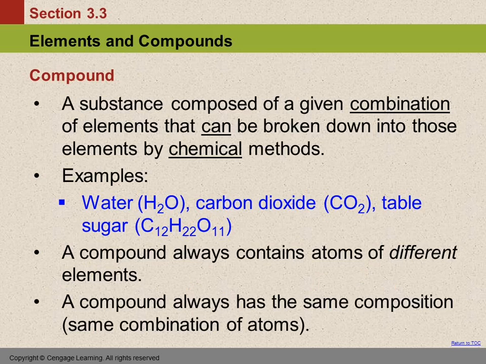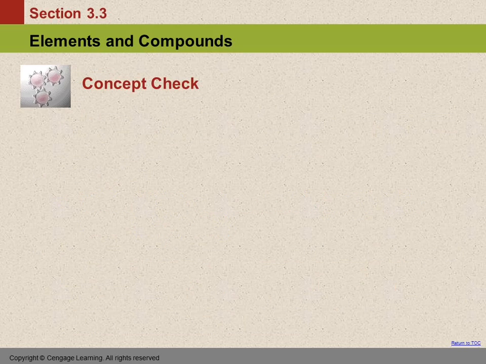Yes. So a compound always has atoms of different elements. If you only have one type of element in there, like H2, or S8, it's still an element. A compound has more than one element, and it's always going to have the same composition, the same combination of atoms. Every water molecule has 2 hydrogen atoms and 1 oxygen. Every single stinking one. Okay? Always the same composition.